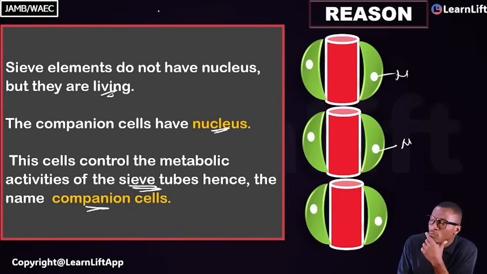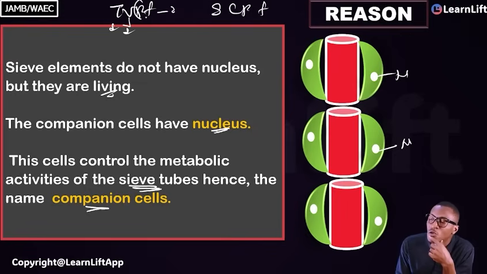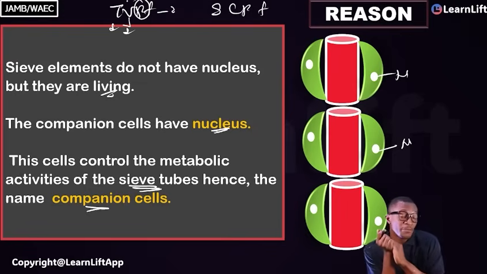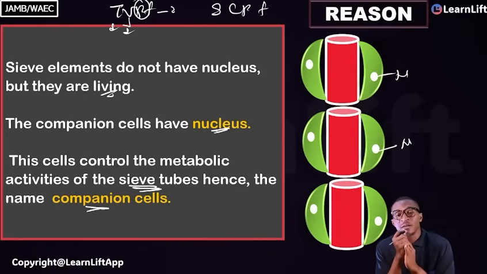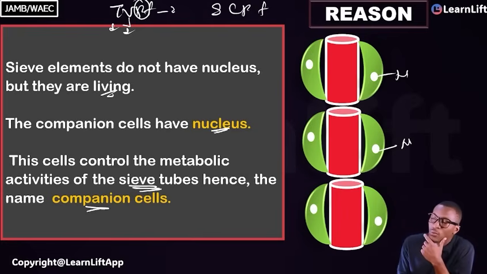Now, let me also say something. What are the cells of the xylem? We say the TVPF. What are the cells of the phloem? We say the SCPF. Take note that tracheids are dead, vessel elements are dead, fibers are dead. The only one living among them is your parenchyma. So if they ask you among the xylem, which of them is living? Parenchyma. So parenchyma is the only living one among the dead. Tracheid is dead, vessel element is dead, fibers are dead.